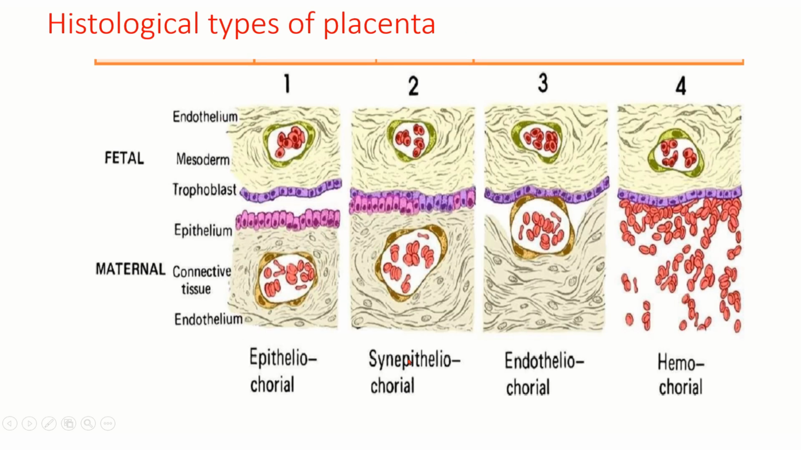In order to see the histological types of placenta, you see these are the 6 basic layers: endothelium of fetal blood vessels, the mesoderm, the trophoblast. This is the lining epithelium of the uterine cavity, connective tissue, and the endothelium of the maternal blood vessels. So here this is the chorion and this is the epithelium. So this is epitheliochorial. The epithelium fused, and here you can see the connective tissue coming in connection with the trophoblast. So syndesmochorial, and here you can see the endothelium of the maternal blood vessel is coming in contact with the trophoblast, endotheliochorial, and you can see the blood is directly coming in contact with the trophoblast, hemochorial.